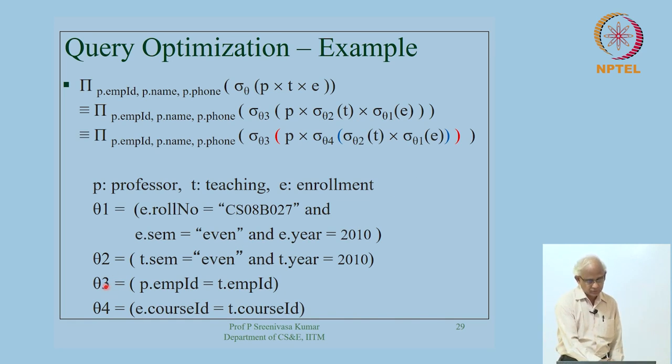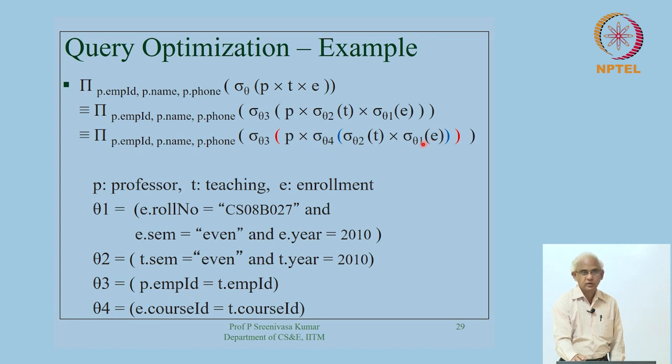Now let us break theta 3 of the previous slide into two: P.employee ID equals T.employee ID, and then E.course ID equals T.course ID. I have broken that down into two predicates. Having done that, I now realize that this portion of the expression has E and T, and so any condition involving E and T can be pushed all the way up to this sub expression. Theta 4 has to do with E and T, so I will take theta 4 and push it all the way here. So I have a new bracket now, sigma theta 4, and I apply it to this one.